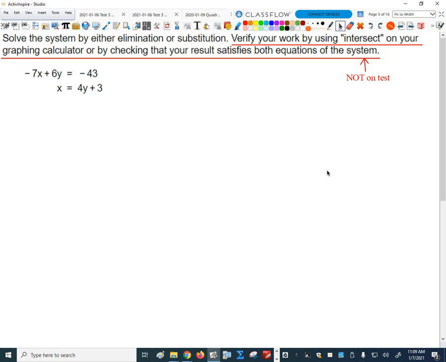Okay. How about one like this? Solving systems.